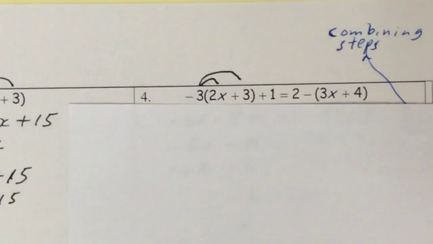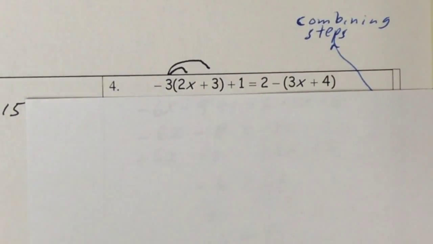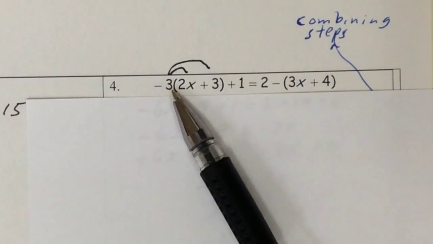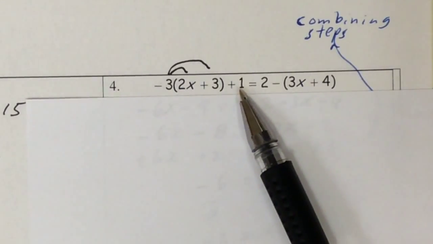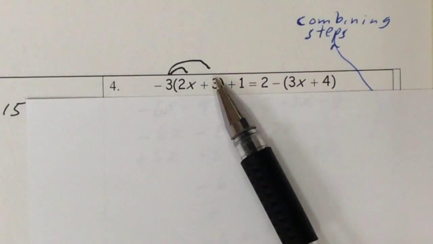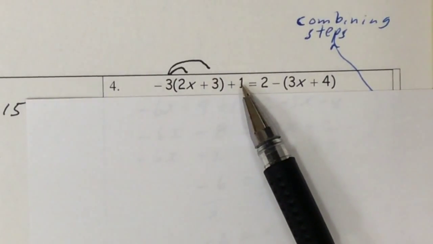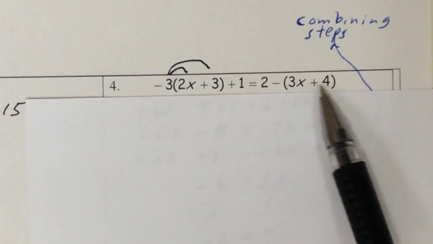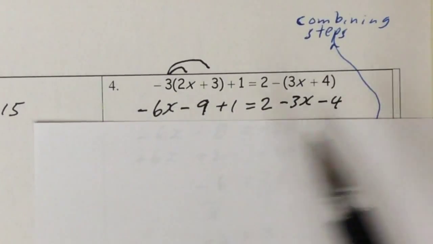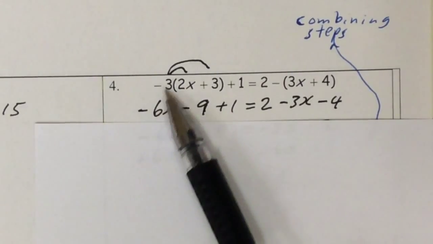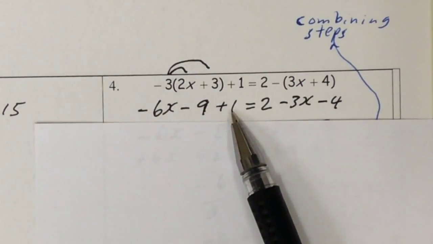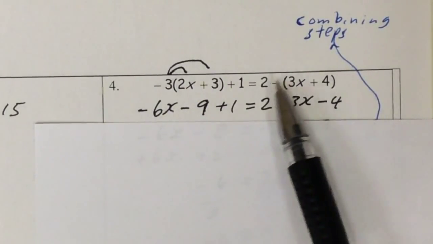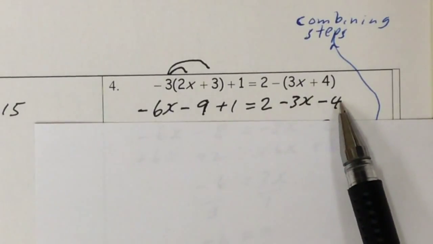Now, here's another one. I keep getting a little bit harder. Negative 3 times 2x plus 3 plus 1. This plus 1 is outside the brackets, so when you distribute this in, you don't multiply the negative 3 times the 1. And then this one, this is subtracting polynomials. So let's expand that out. Negative 6x minus 9 plus 1 equals 2. The minus changes the signs of these.